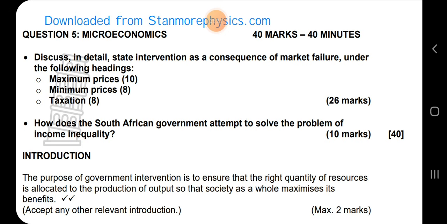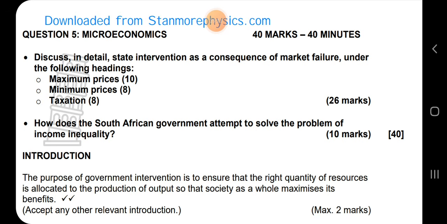Discuss in detail state intervention as a consequence of market failure under the following headings: maximum prices, minimum prices, and taxation. So interventions as consequences of market failure under the following headings. So we're just going to talk about maximum prices, minimum prices, and taxation. So you're also going to give examples, okay? Examples give you marks, so have examples.